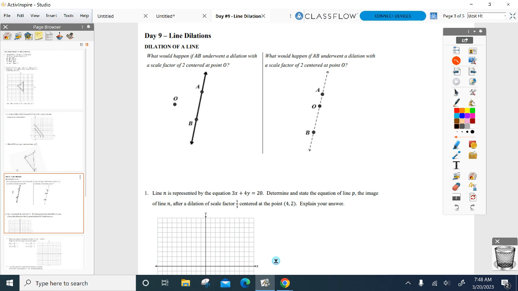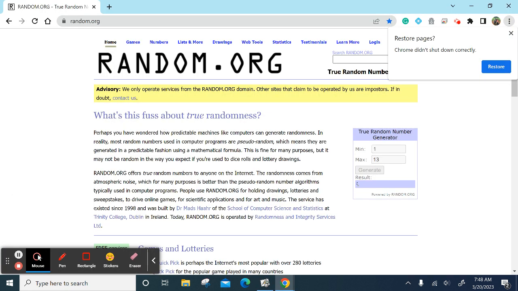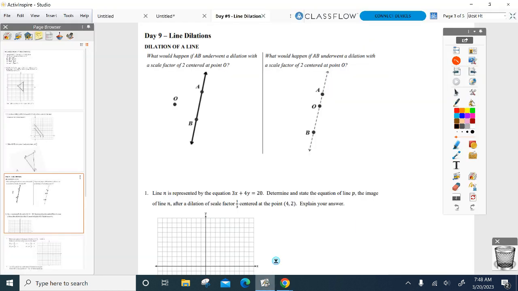All right, take a look at my first example. We're going to dilate it with a center at O and a scale factor of 2. So my first question, are points A and B going to get further away, or are they going to get closer to O? Scale factor of 2. Farther away. All right.